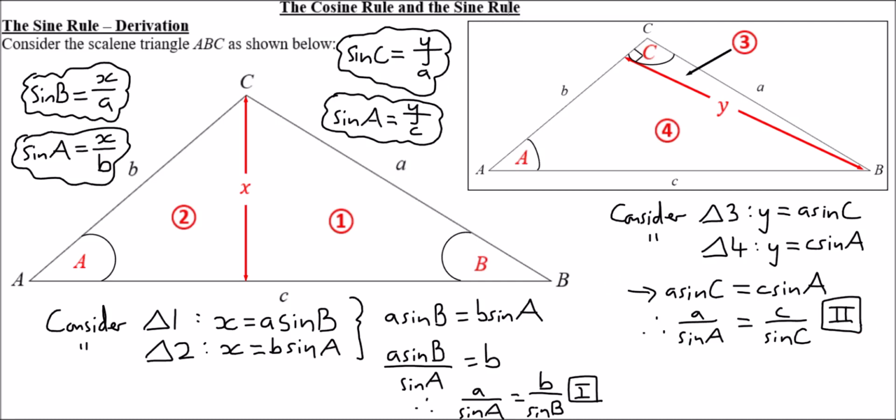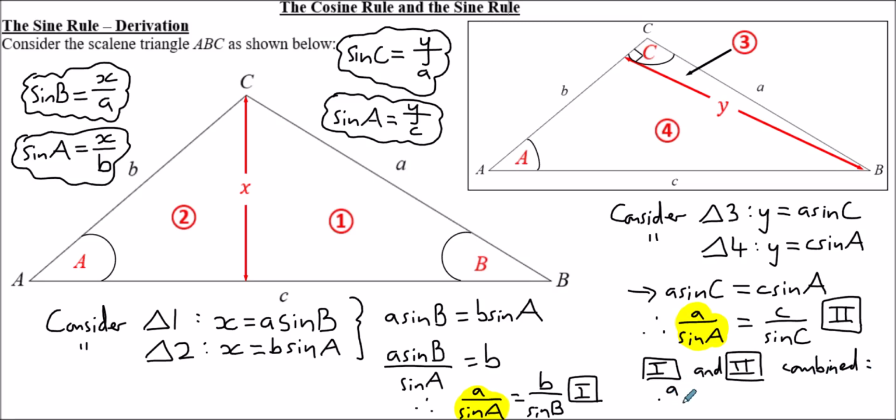But we had A over sine A before from result 1. So A over sine A equaled B over sine B, but it also equals C over sine C. So A over sine A equals B over sine B, which also equals C over sine C. So if we put results 1 and 2 together and combine them, we can see that we've actually proven the sine rule.